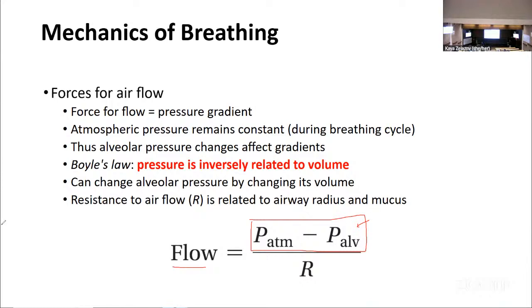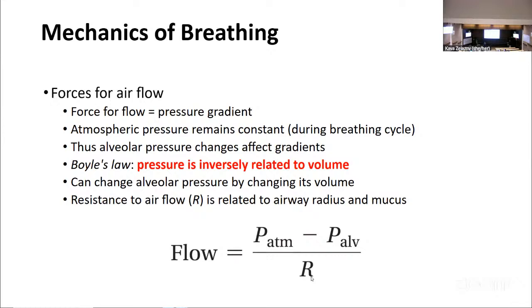Later on, we'll think a little bit about the radius. We do still have a resistance in this equation here. It's still going to be related to radius, the same way we saw radius and resistance related to each other, kind of inversely, when we were thinking about blood vessels. But when we think about resistance, we'll think about the airway radius. And that can be affected also by how much mucus there is in there.